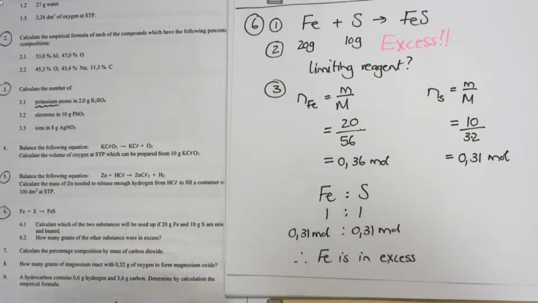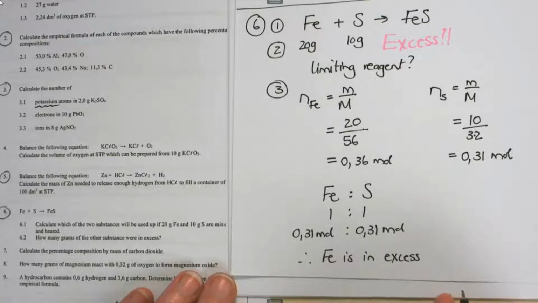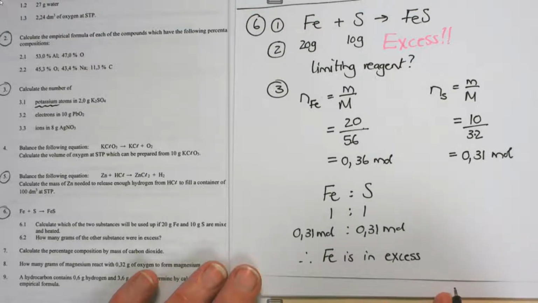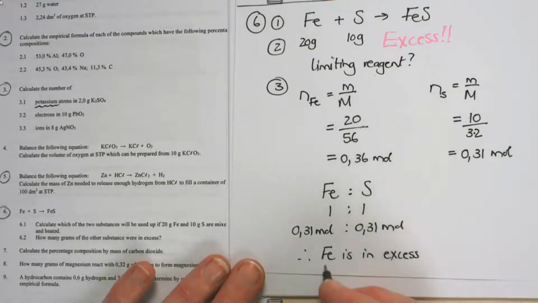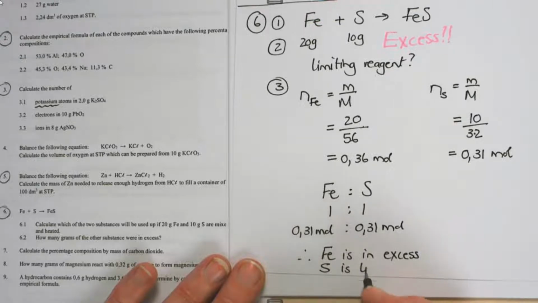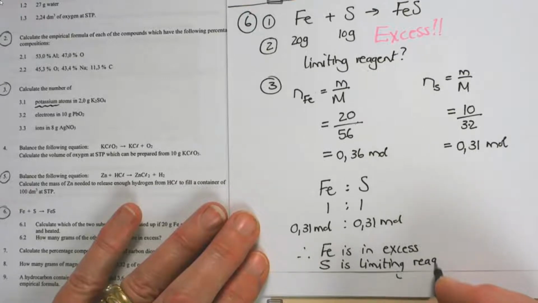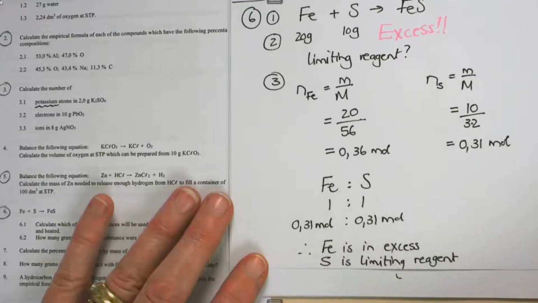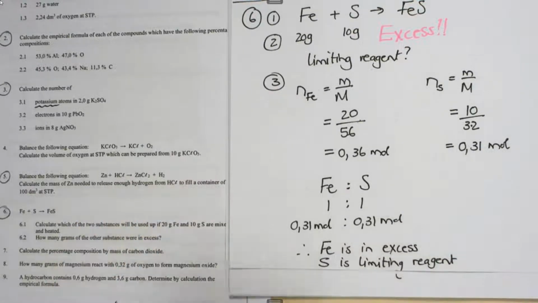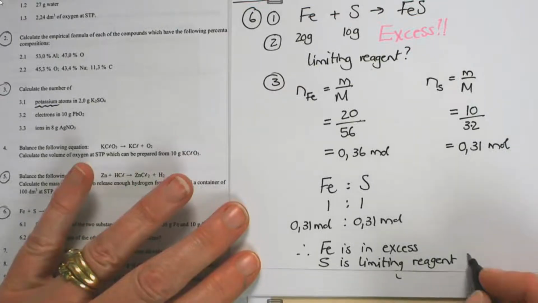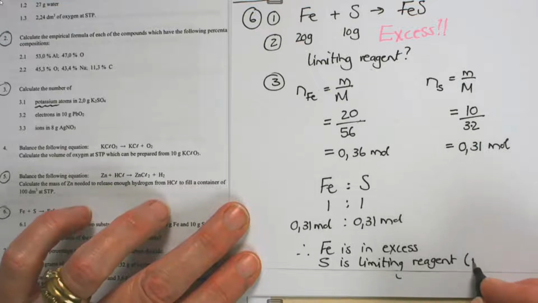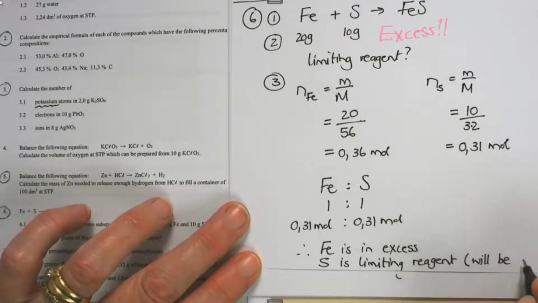But the question asks, calculate which of the 2 substances will be used up. So they ask the limiting reagent. So sulfur is the limiting reagent. So the iron is in excess and the sulfur is the limiting reagent. So that means S will be used up. If I answer the question, it will be used up.